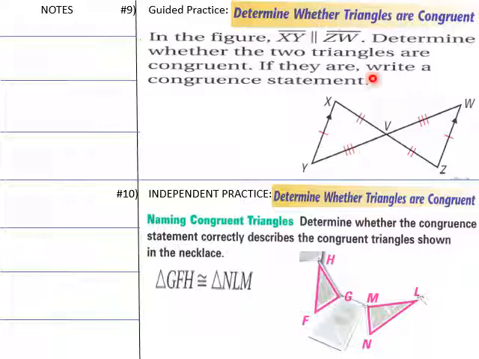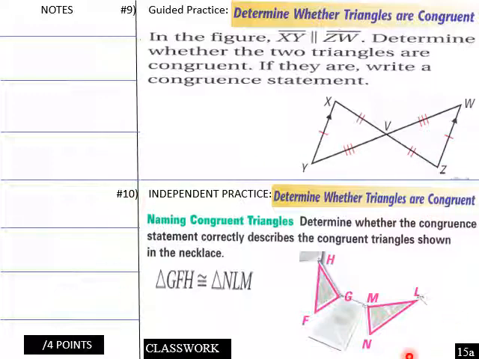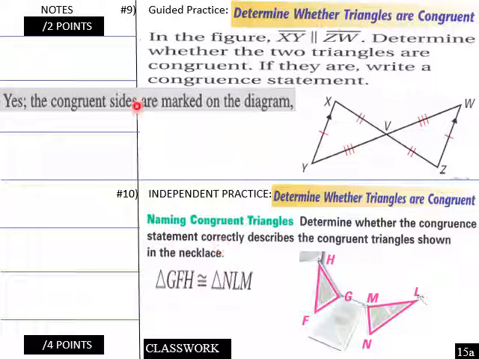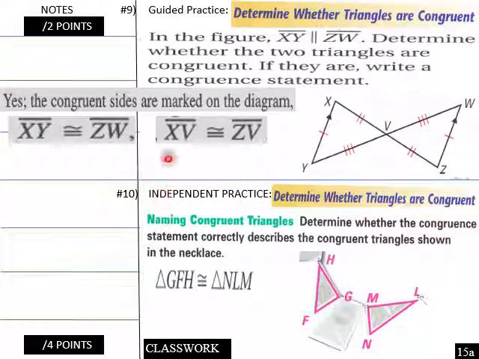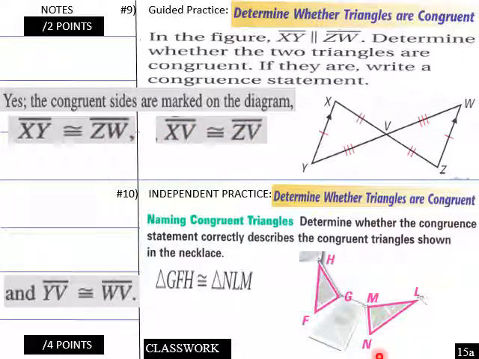Okay, guided practice. Determine whether triangles are congruent. XY is parallel to ZW. Teachers, give your students about 5 minutes to complete this. Yes, the congruent sides are marked in the diagram, so we have hash marks here. And for this, these two sides are congruent.